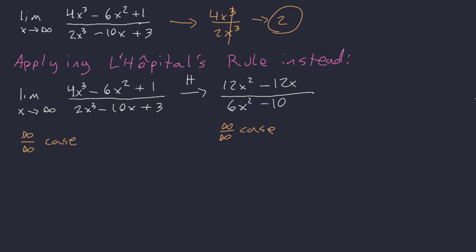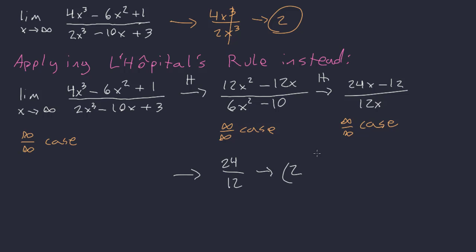Okay, so if we apply L'Hopital's Rule again, we're going to have 24x minus 12 on the top, and we'll have 12x on the bottom. And since x is still going to infinity, this is still an infinity over infinity case. Okay, so I should say I was using L'Hopital's Rule there. So we can apply L'Hopital's Rule again to finally get the derivative of the top, which will be 24, over the derivative of the bottom, which will be 12, which comes out to be 2.